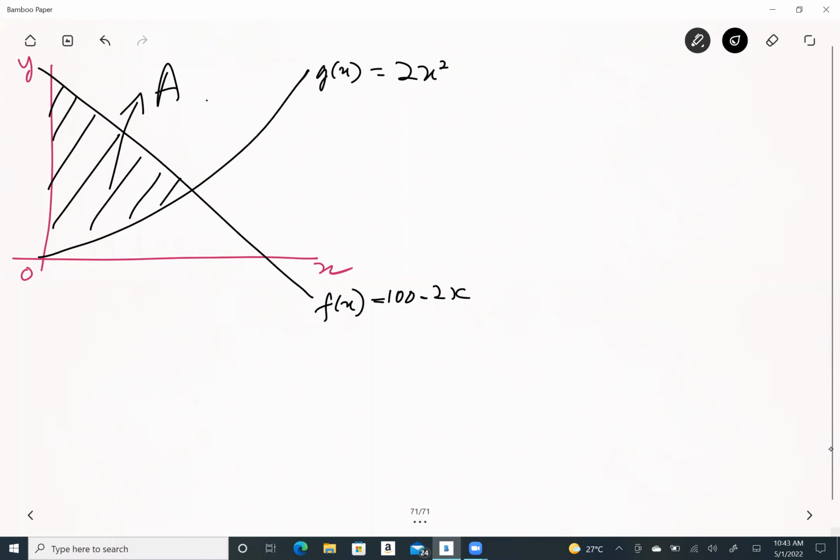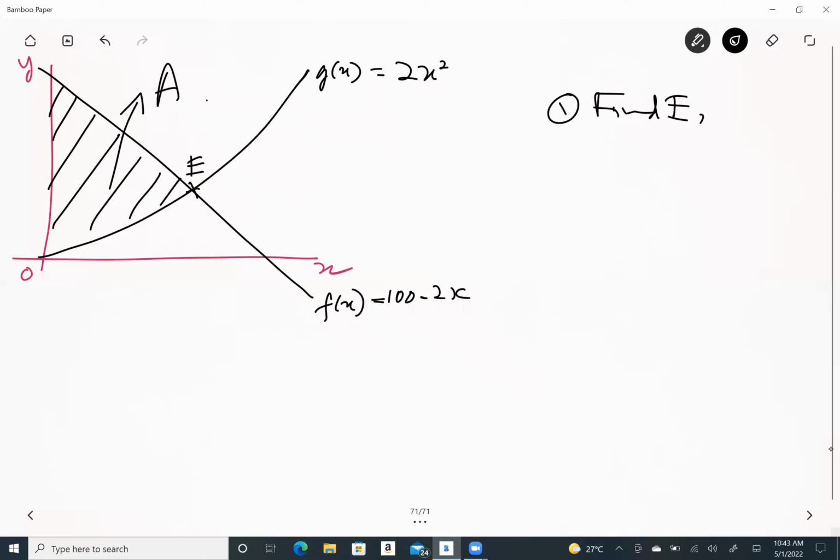Because I don't give you the interval, I just give you the functions. All right? So you need more information. So now, what do you need in order to get area A? You need that point where x equals f(x). We need that point E. So firstly, what you need is that point E.